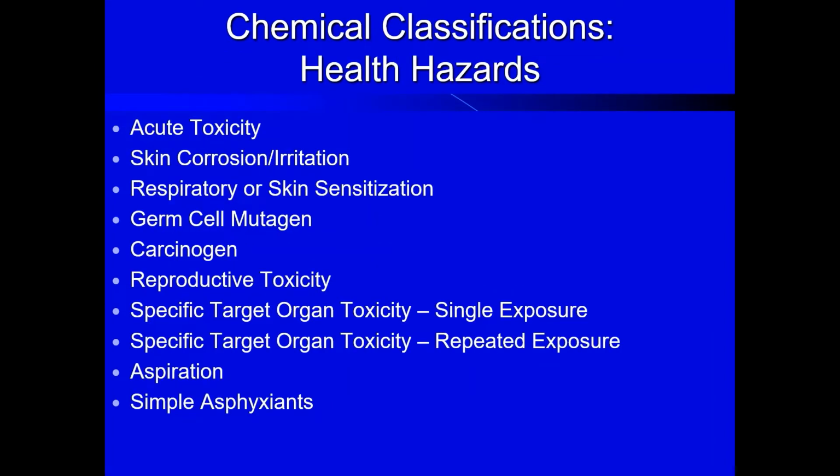Chemical classifications, health hazards. These include acute toxicity, skin corrosion/irritation, respiratory and skin sensitization, germ cell mutagenicity, carcinogenicity, reproductive toxicity, specific target organ toxicity, single exposure, specific target organ toxicity, repeated exposure, aspiration, and simple asphyxiants.